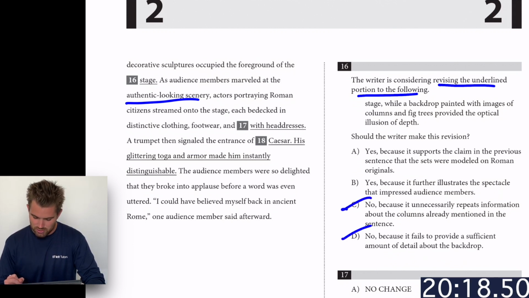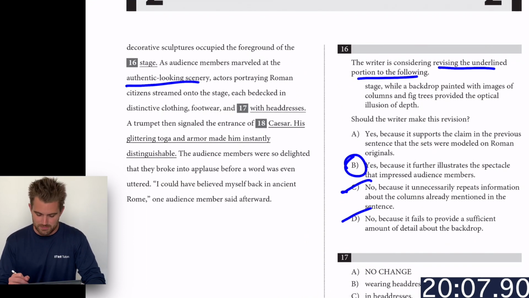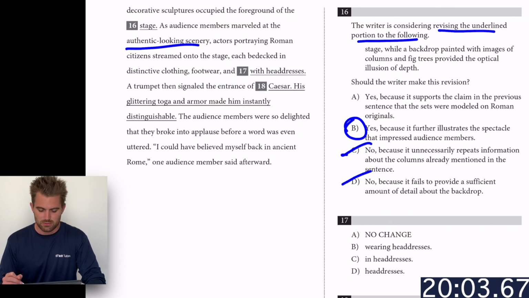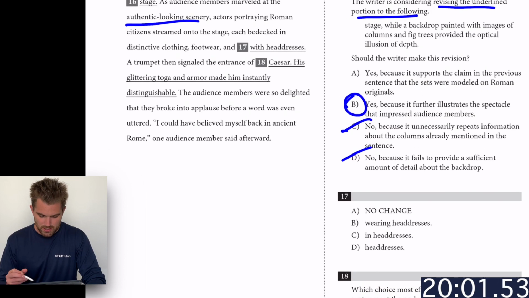So I think the writer should make this addition, yes, because it supports the claim of the sentence. The sentences were modeled on already, yes, because it further supports. Yes, it's got to be B. Right, it models everything that's happening in the backdrop. I think that makes sense. As audience members marveled at the authentic-looking scenery. Okay, so that's good.